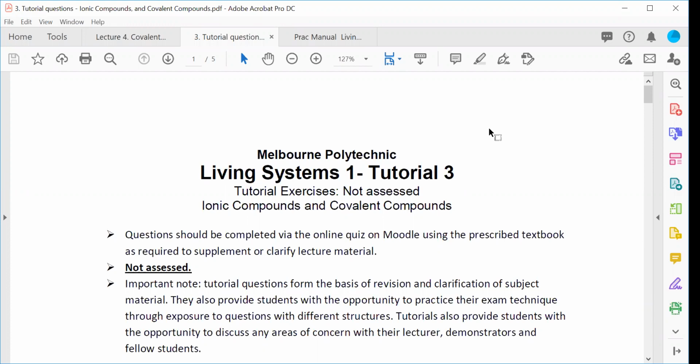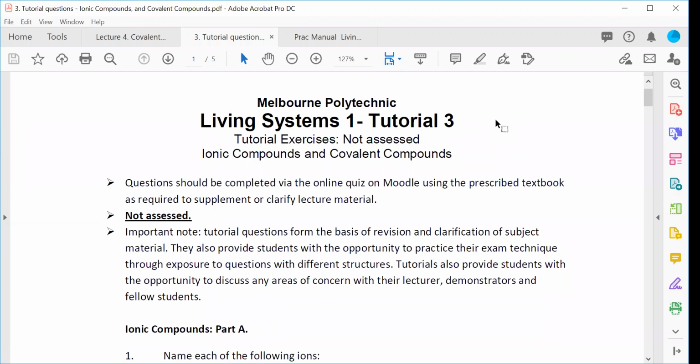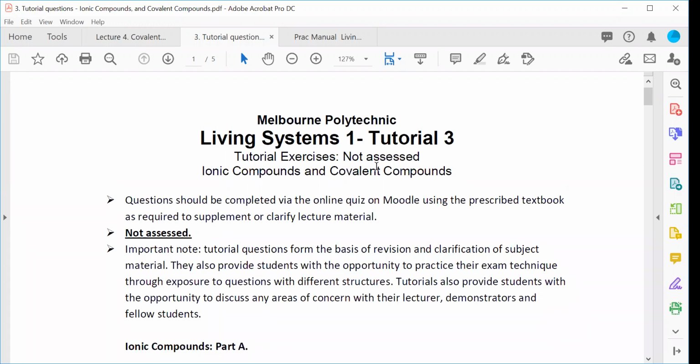All right, so now with tonight's lecture under your belt, you should be able to complete the tutorial questions from last week, which includes both last week's lecture on ionic compounds and tonight's lecture on covalent compounds. So remember, these questions are not assessed. There is an online quiz, remember, and you can just use that online quiz to check how you're going with these questions. But there is no weighting associated with these non-assessed quizzes.